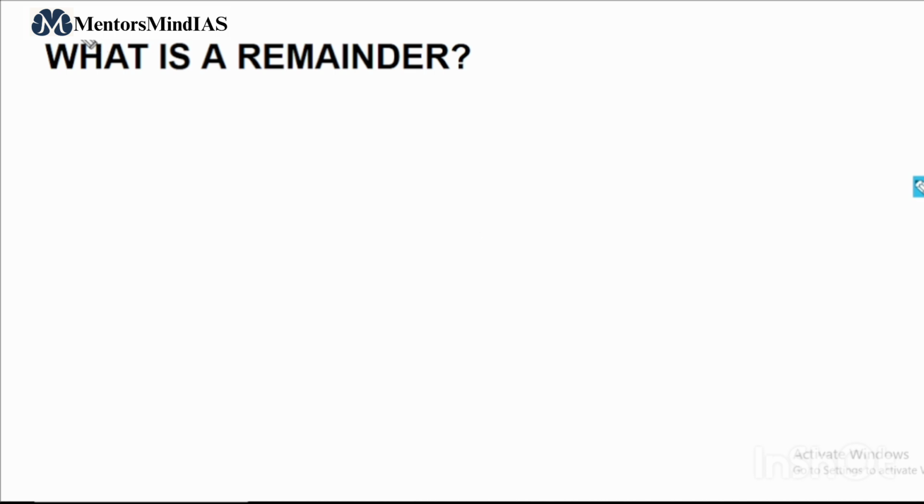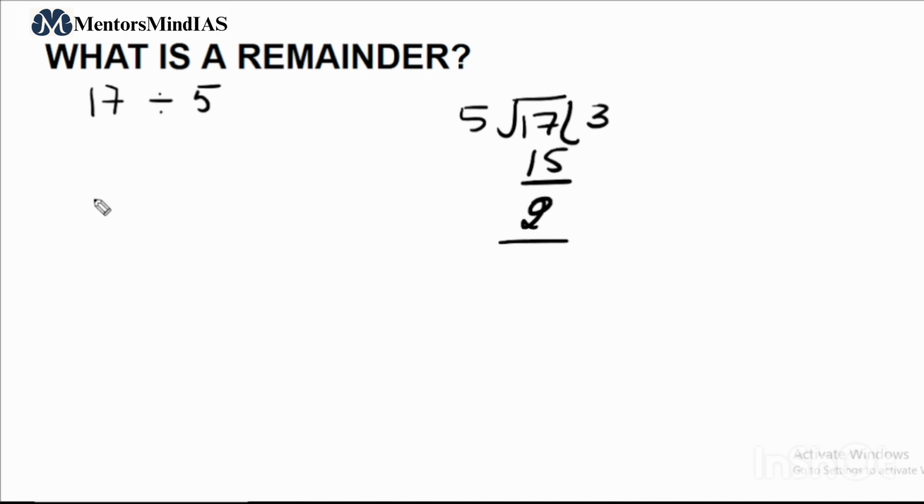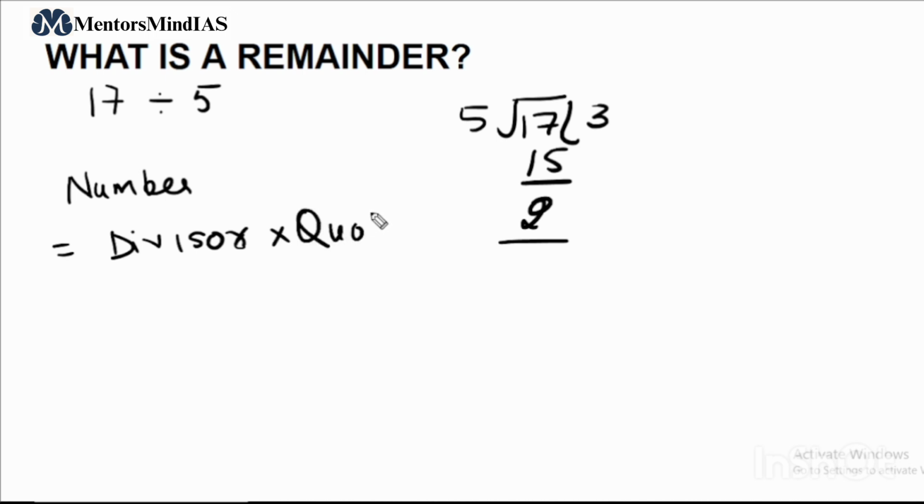For example, 17 divided by 5. If you do simple division, you will get the remainder as 2. So any number, here it is 17, can be written in the form of divisor into quotient plus remainder. Here 17 can be written as 5 into 3 plus 2.